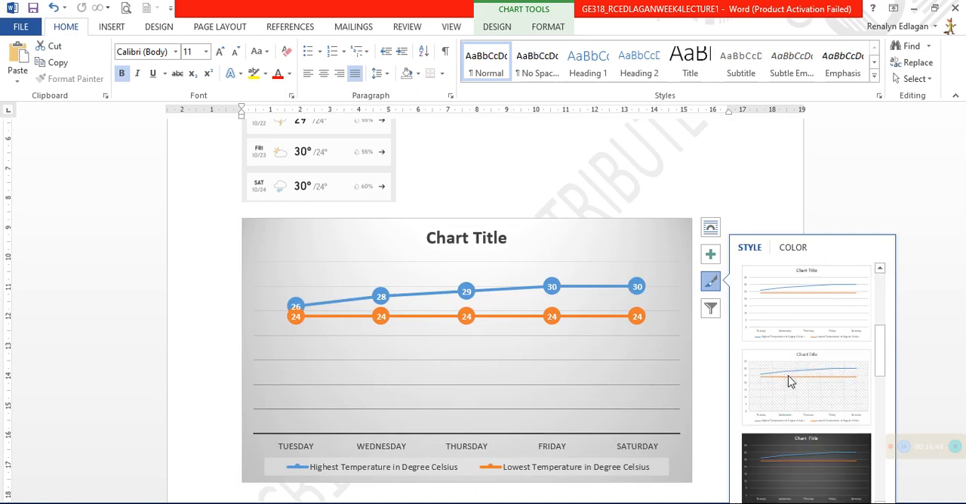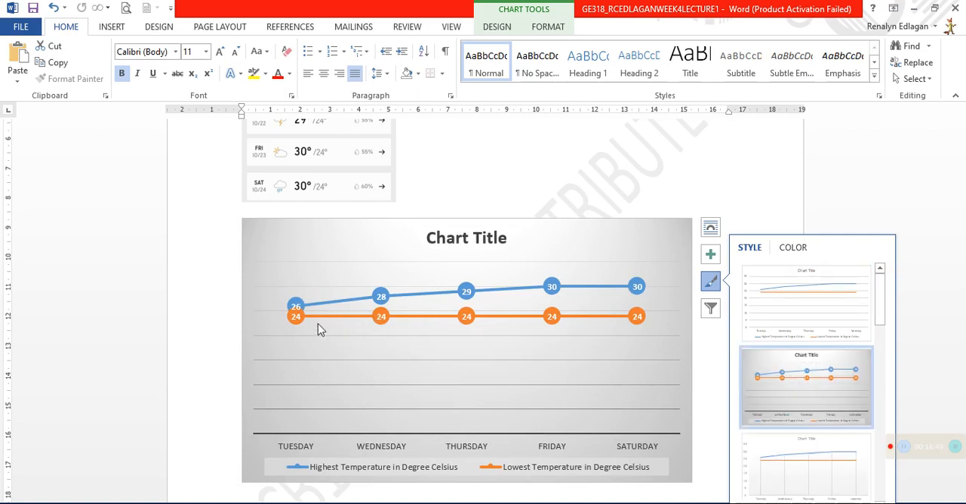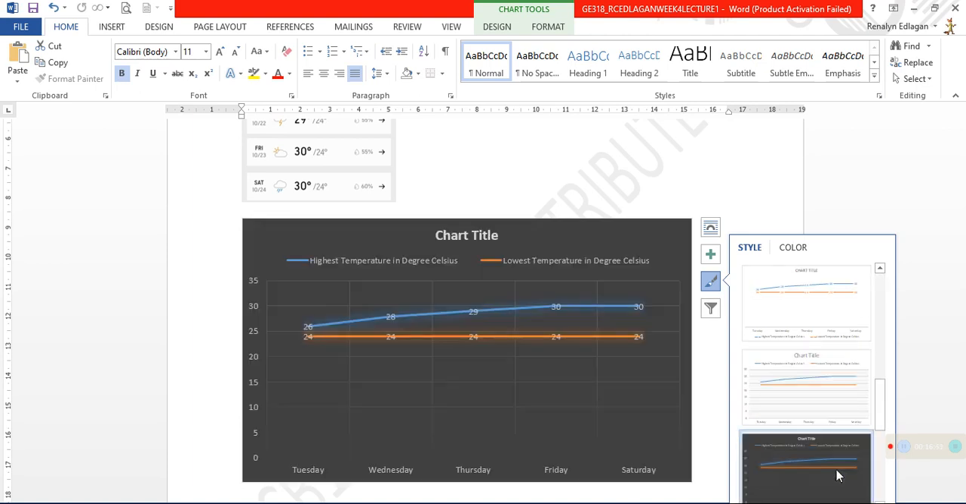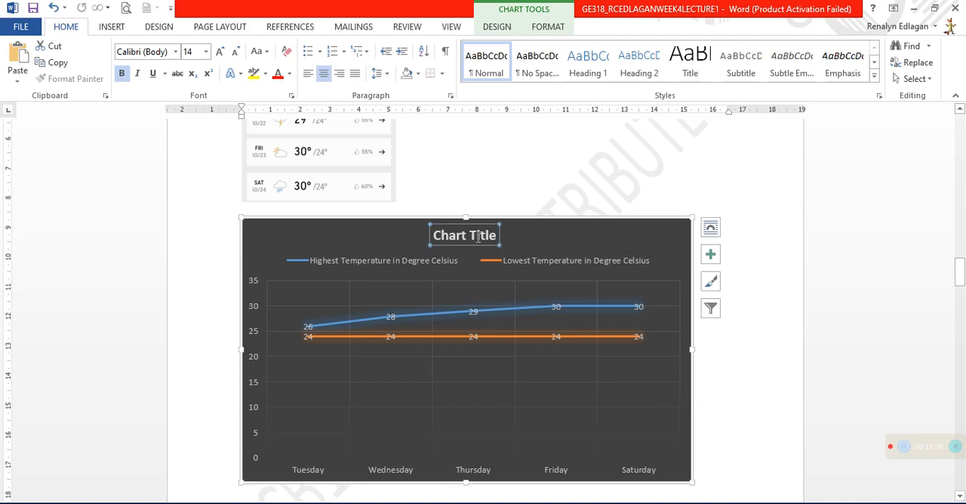customize your chart. Yan. Para mas madali siyang makita. Mas maganda yung ganito. Yan. Pwede rin naman na ganito. Ito yung mas gusto ko. So, syempre, input proper labels. Yan. Kita tayo dito yung chart title.